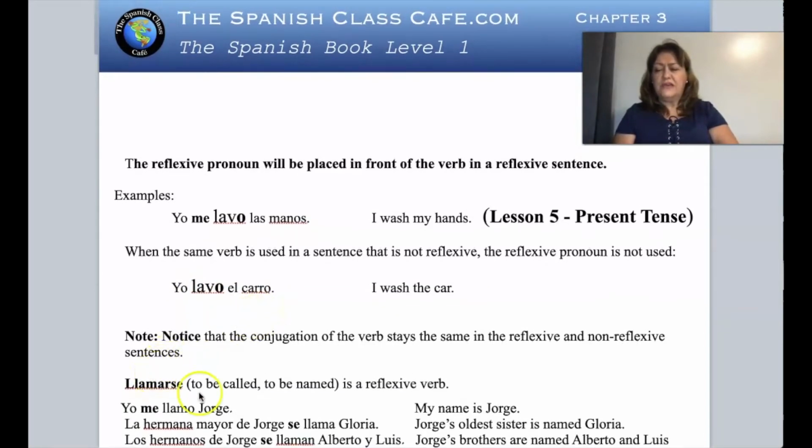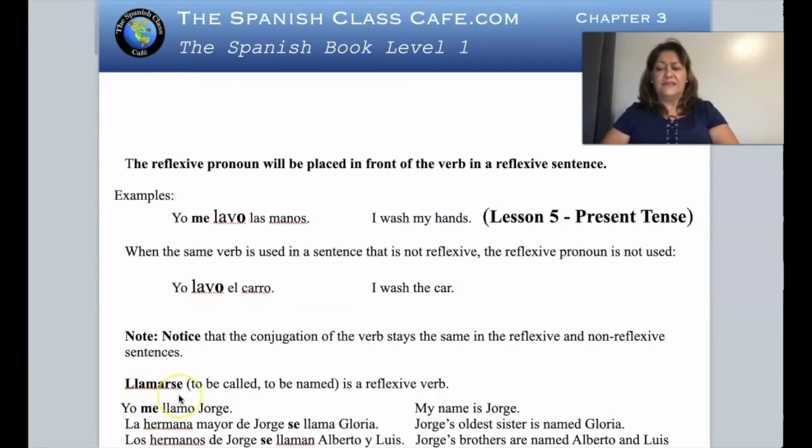Now we see here llamarse. A lot of people know that when we talk about names, sometimes I will say, mi nombre es Marta. That literally translates, my name is Marta. But most of the time, Latin people will say, yo me llamo Marta. Now, this is like I call myself Marta. If you were going to literally translate that, it would be I call myself Marta.